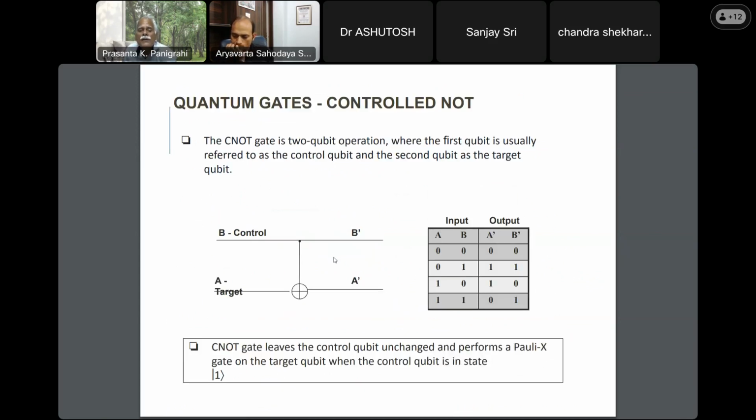CNOT is the other one. So you see the truth table is that here B is controlling A. So if B is 1, A will change. You see 1, 1 becomes 1, 0. As simple as that. It is a 4 by 4 matrix: identity, identity, 0, 1, 1, 0. Only these two matrices you need to do anything. CNOT creates entanglement, Hadamard creates superposition.